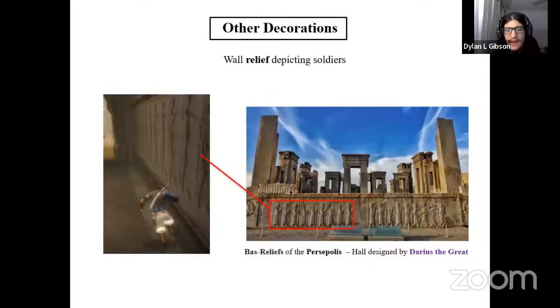And even yet another one: when we are running around in the underground ruined palace, there are some wall reliefs. You can already see the relation to the real-life wall reliefs on the right-hand side, which are the bas-reliefs of Persepolis. And this is a hall that was designed by Darius the Great.